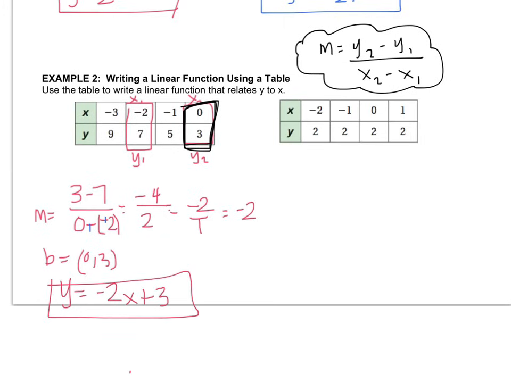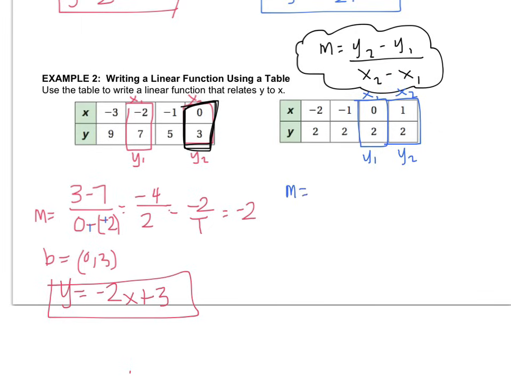If you want to try the second example on your own, go for it. If not, let's do it together. I'm going to pick any 2 random points. I'll pick this one and this one just because everything's positive and that's friendly to work with. So now I have to identify. This will be x1, this will be y1, x2, y2.